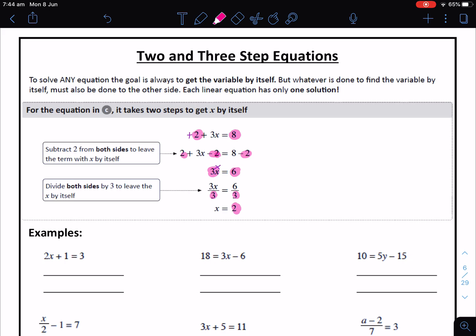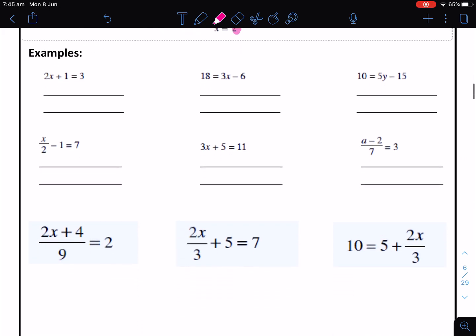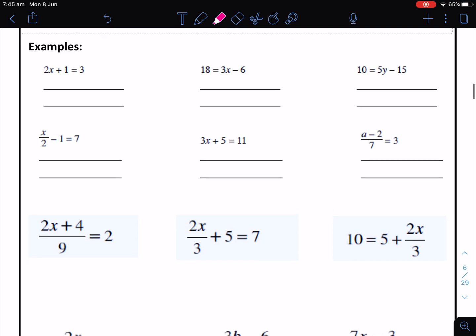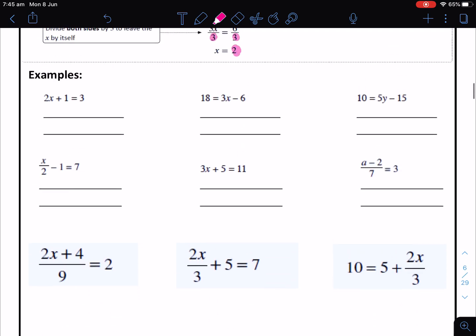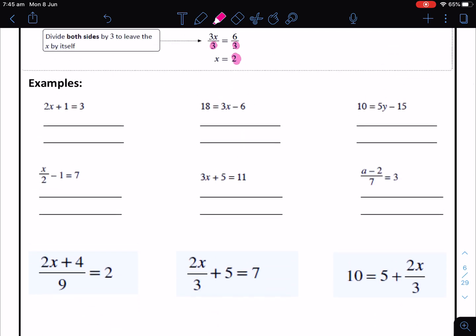Okay, so let's do a few examples of two-step equations, and then I have some examples of three-step equations. So again, just remember the two-step equations are just find the number that's not attached to the variable and then do that one first. Then you do the one that has the pronumeral with it, and that will turn into a one-step equation. So let's have a look.